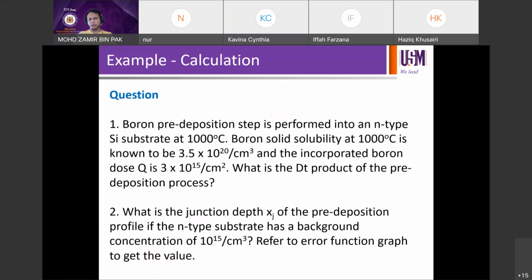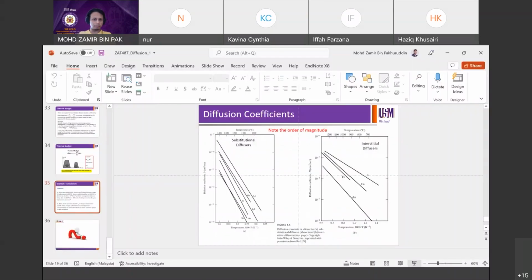Okay, so try to attempt this question. Questions 1 and 2, using the equations that we discussed, pre-deposition or drive-in. See which one is appropriate for which condition. And then we're going to discuss the answers Monday next week, inshallah. If there's no question, then I'll see you next week.